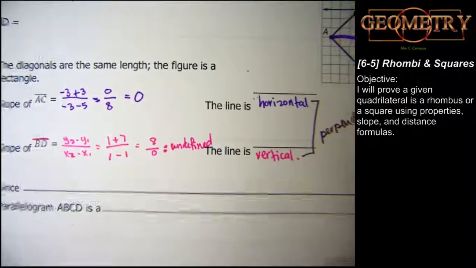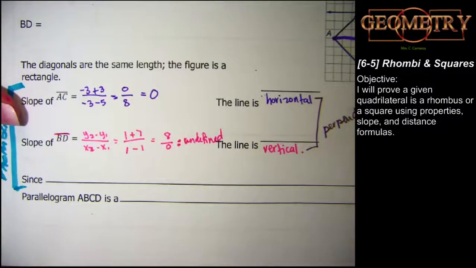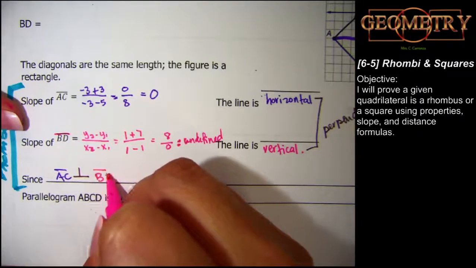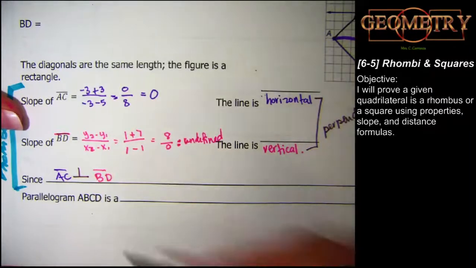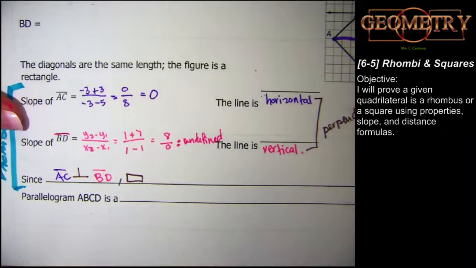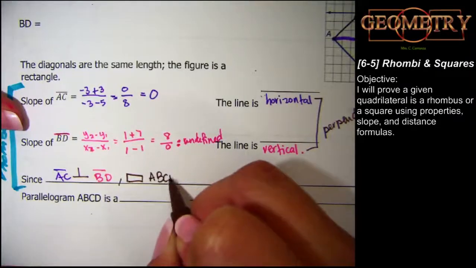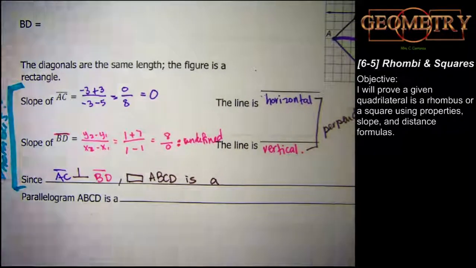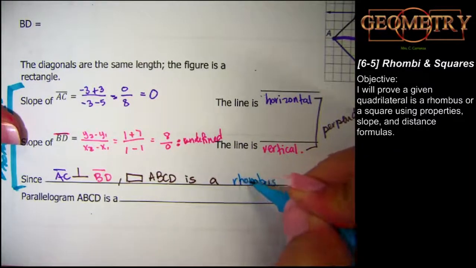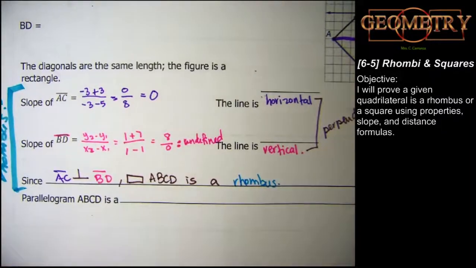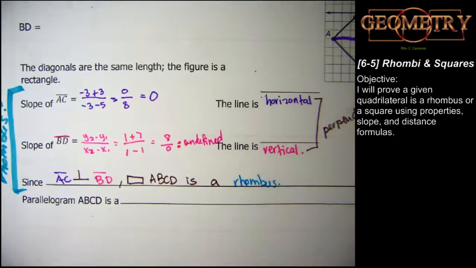And so our sentence becomes, since line segment AC is perpendicular to, that's what the big upside down capital T means, since line segment AC is perpendicular to line segment BD, parallelogram, that's what that symbol means, ABCD is a rhombus. Let's get ready to rhombus. We did it. We have a rhombus.